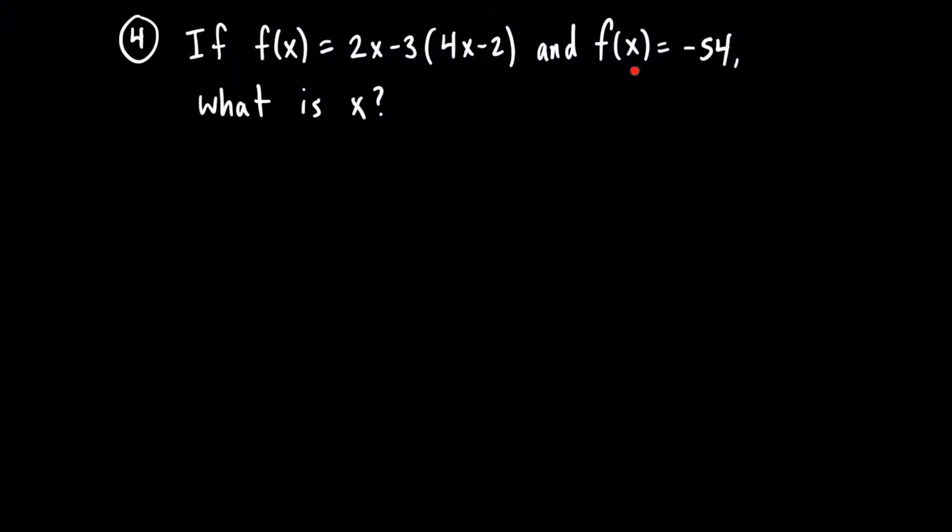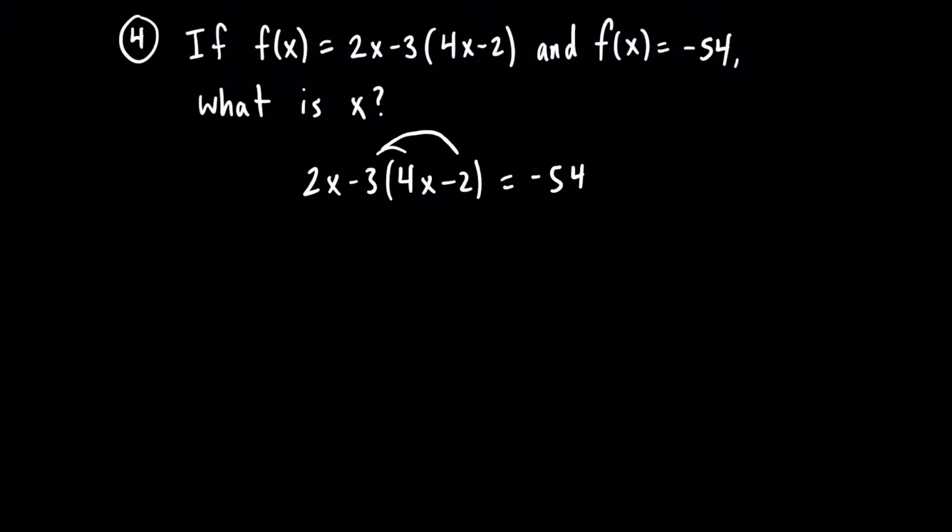This is saying f of x, this is f of x. So in other words, this thing must equal this thing right here. So we're just going to do that, set those equal and solve. So we'll say 2x minus 3 times 4x minus 2 is equal to negative 54, and we're just going to solve. I generally recommend distributing here if you've got some stuff to distribute.